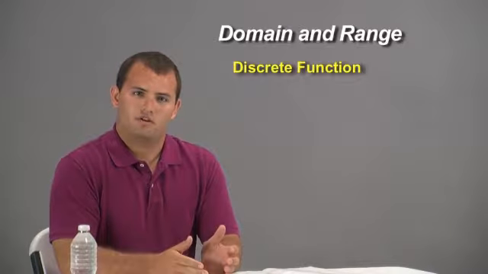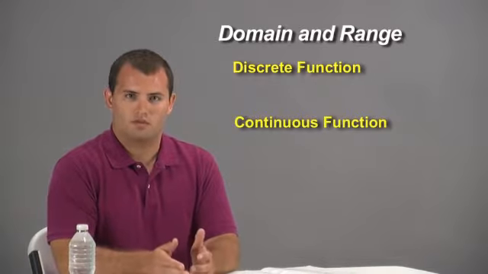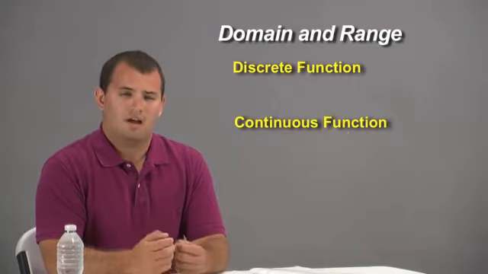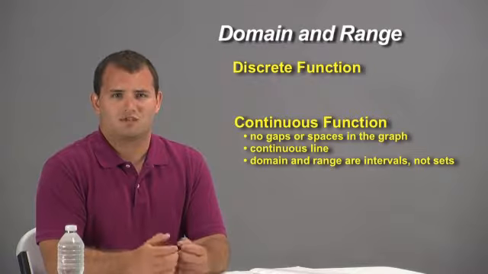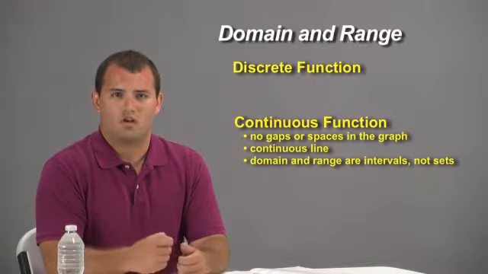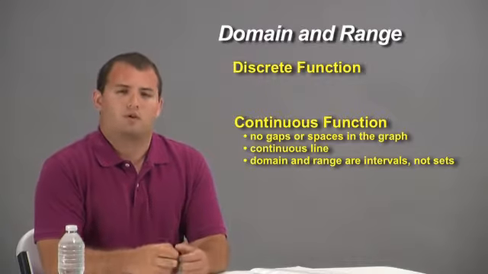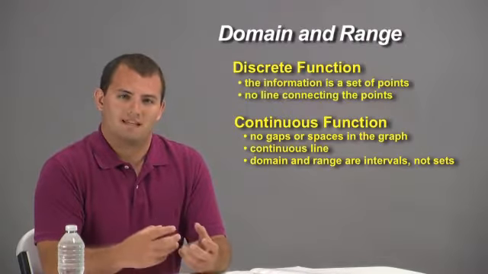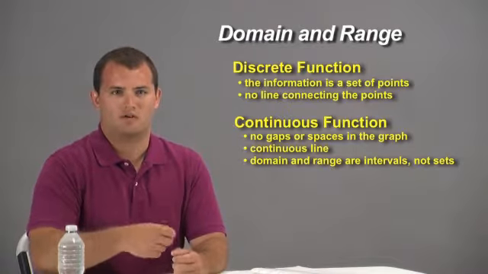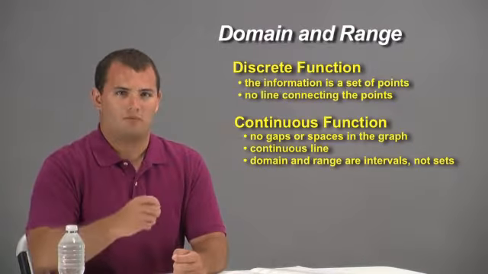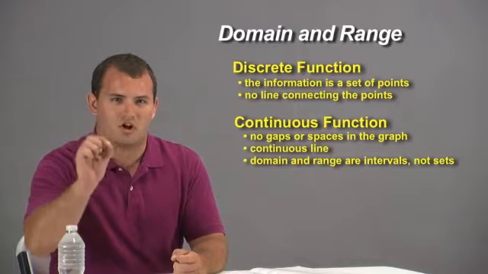Now, let's move to another really big concept, and that would be a discrete function or a continuous function. Let's look at the definitions of these. A continuous function is exactly as it's described. It's continuous. We can draw the line without picking up our pencils. There's no gaps. There's no spaces or anything. It's a continuous line. A discrete function is where information is determined by sets of points. It's not continuous. We can't really draw it without picking up our pencil. We have to sit there and dot it usually.